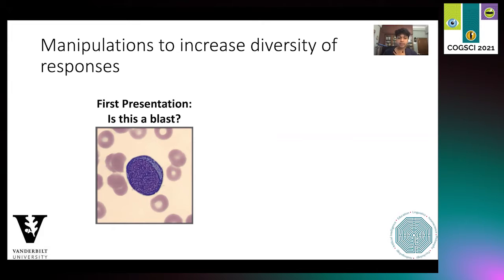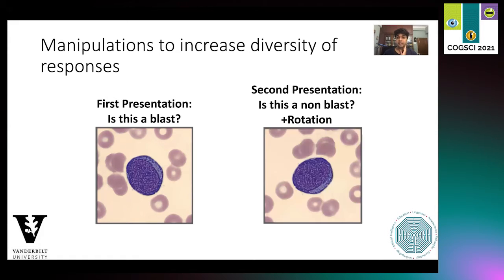Which is why in the first presentation, in one experiment, they were asked, "Is this a blast?" And in the second presentation, they were asked, "Is this a non-blast?" And the image was rotated as well. So this is called the dialectical bootstrapping and rotation manipulation.